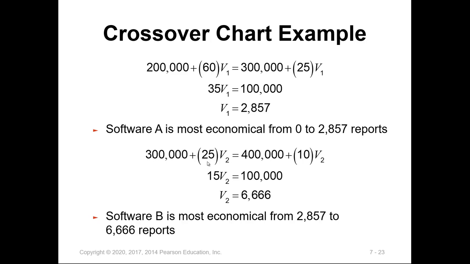2857 reports. Then equating the total cost of B and C and solving for the variable V2, we get 6666, which means that software B is most economical or efficient or cost effective from 2857 to 6666 reports.